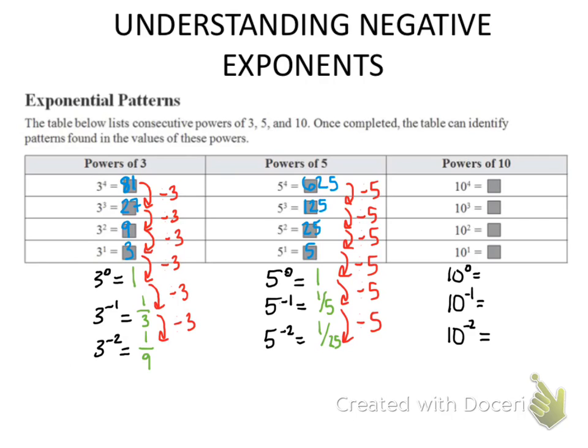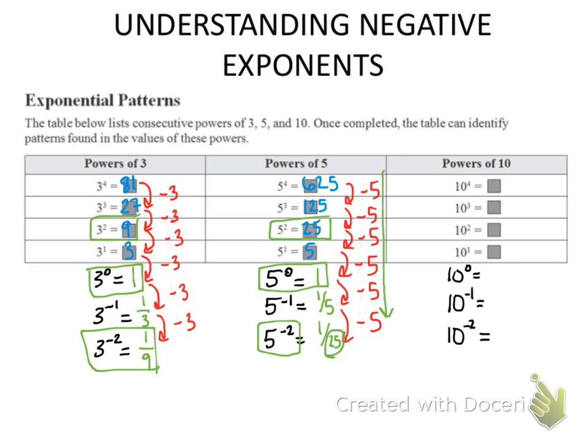Alright, there's your powers of 5. You'll notice that the pattern is as we go down, we're dividing by 5. You'll notice that 5 to the 0 power is also 1, just like 3 to the 0 power was 1. And then you'll notice that we're starting to see a pattern here in the negative exponents. Where has that 25 been seen before? Up at 5 squared. 5 to the negative 2 is just 1 over 25. Same thing with the 3 squared. There's that 9. 3 to the negative 2 is simply 1 over 9.